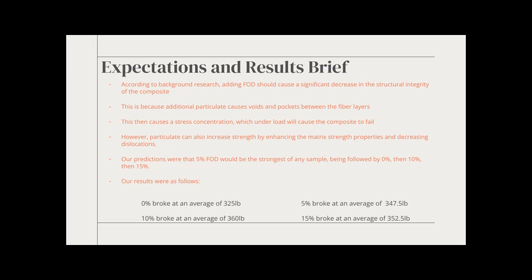0% broke at 325 pounds, 5% broke at 347.5 pounds, 10% broke at 360 pounds, and 15% broke at an average of 352.5 pounds.